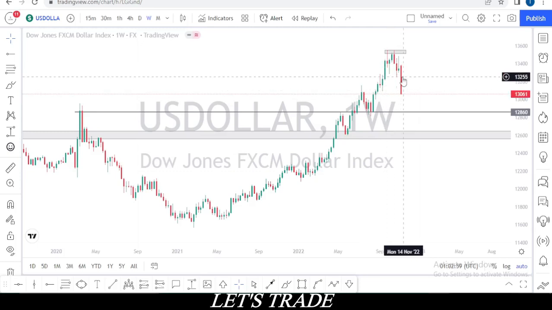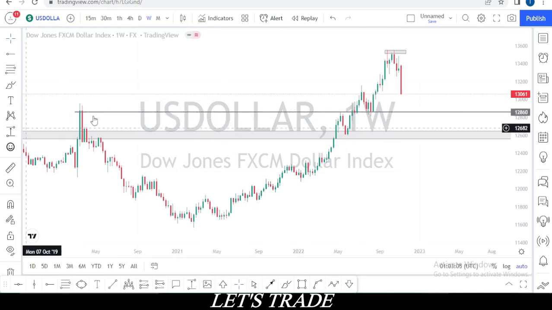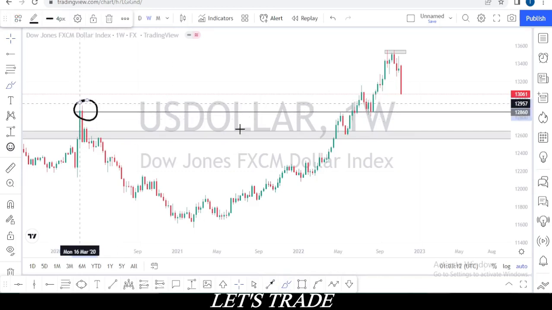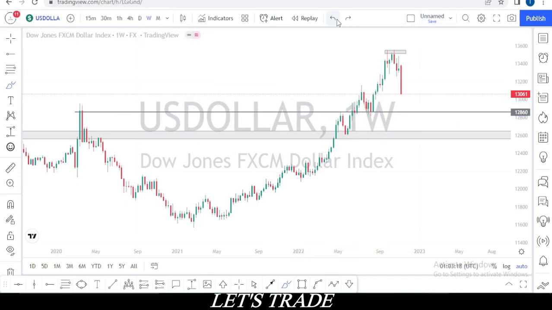This bearish candlestick is a crazy candlestick, and I see this weekly candlestick, because this is the weekly time frame, coming into this zone that has been tested multiple times before. This area, and this area. Okay, so I'll be keeping an eye on this area for the dollar index.